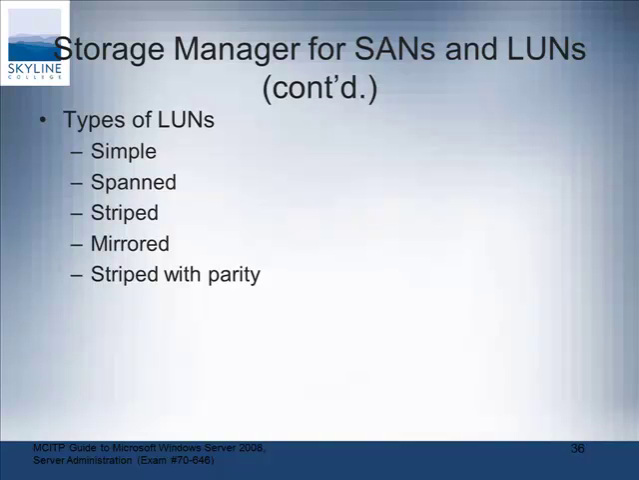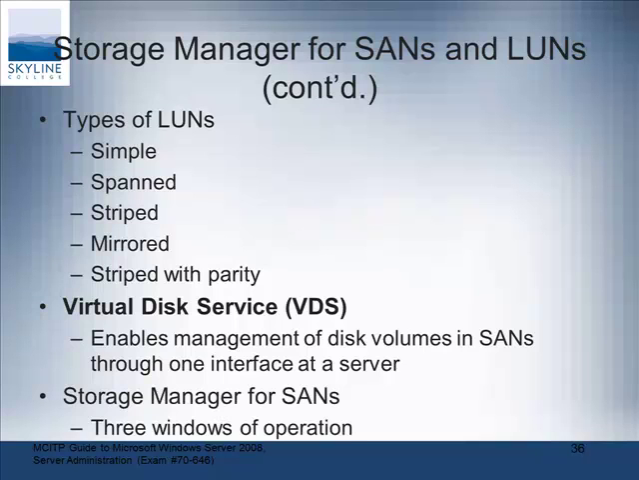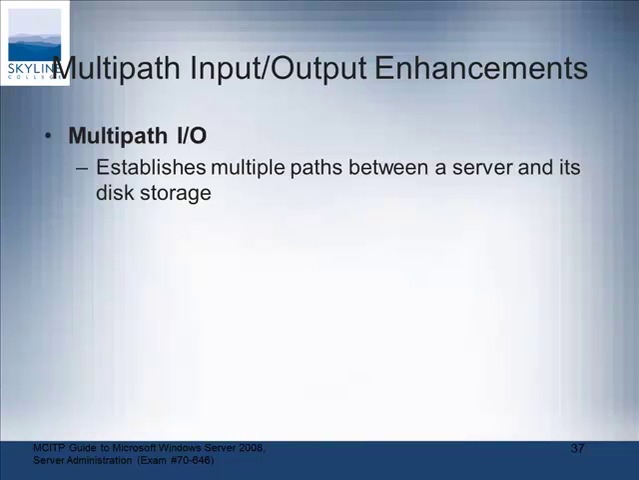Types of LUNs: simple, span, stripe, mirrored, stripe with parity. Same thing we've talked about here. Virtual Disk Service, management of disk volumes and SANs through one or more interfaces at a server. Storage Manager for SANs, three windows of operation, multipath I/O. This would be the one if we were going to cluster it, so that if one failed, the other one would take over. This is another one of those really difficult things: you go into properties and check the box that says multipath I/O.